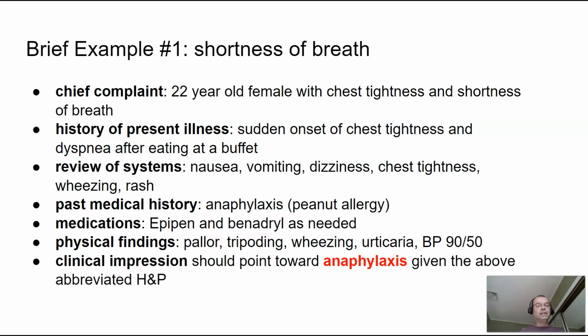The most likely clinical impression that students should be able to come up with is anaphylaxis, given the above abbreviated or shortened history and physical. Here's another example.